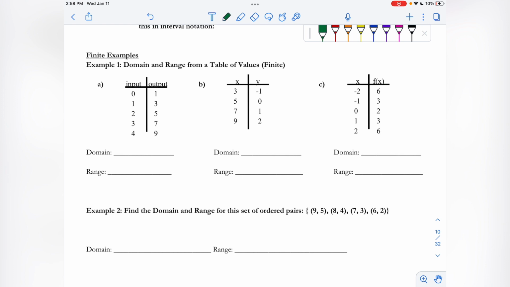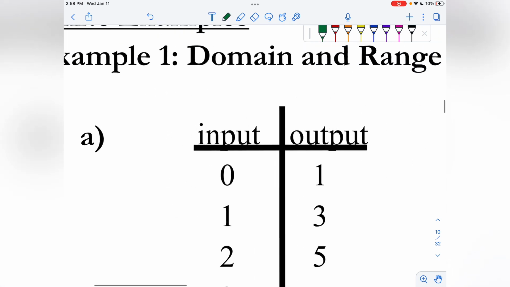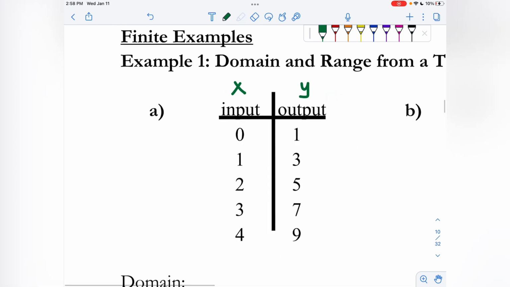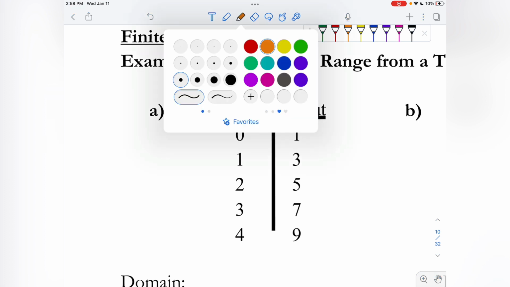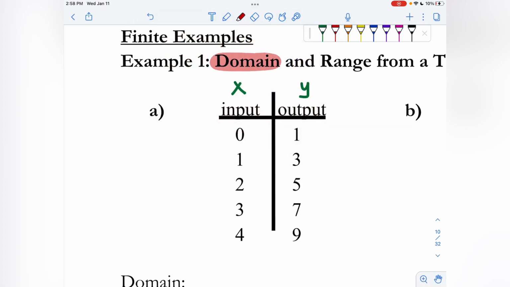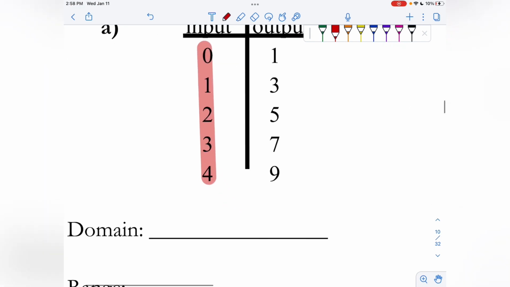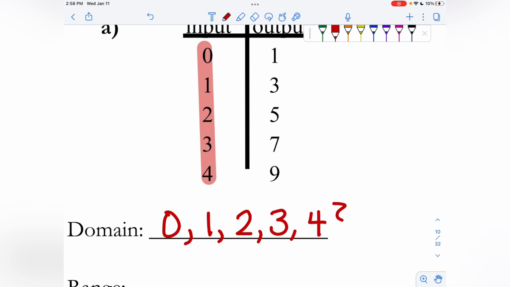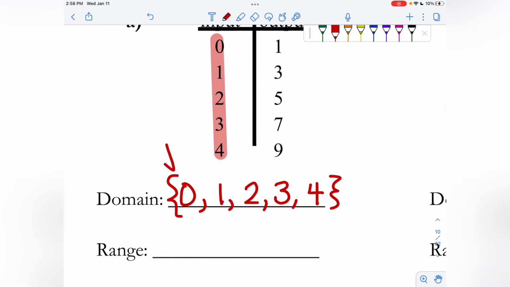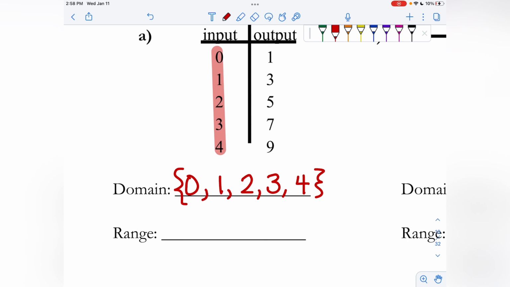Okay, so if I give you a table of values, the x values are your inputs, the y values are your outputs. So the domain is all of your x values. You're just going to list them. So my domain for this is 0, 1, 2, 3, and 4. And technically you're supposed to put it in this notation. These are called braces or curly braces, and that's just saying it's a set of numbers.